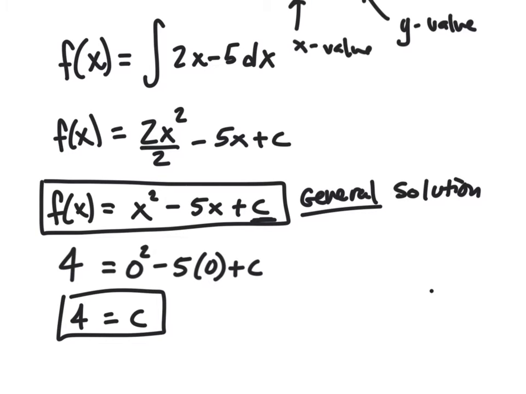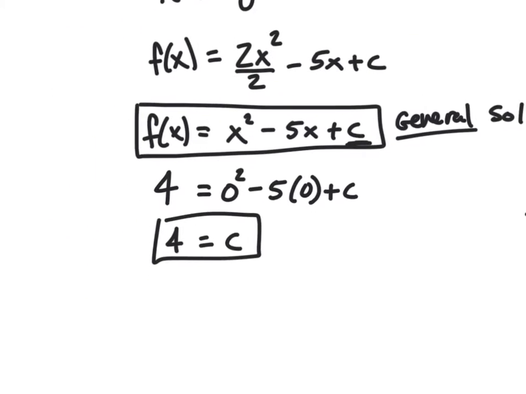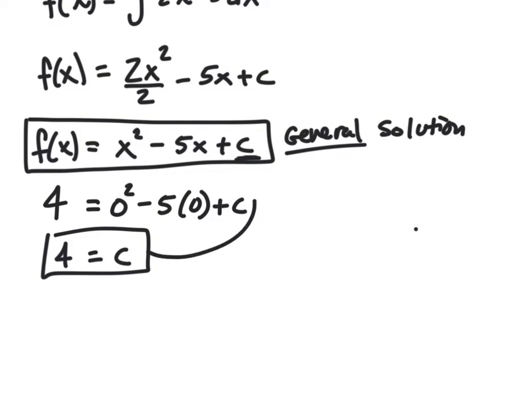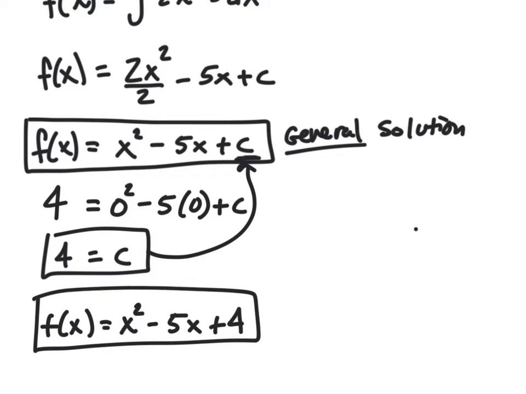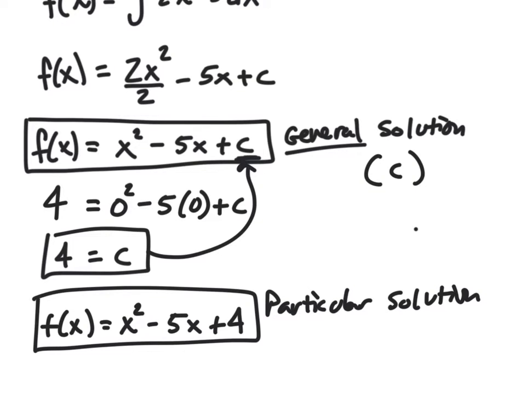And so when c is equal to 4, I can plug that back into my original general form and get a particular equation. So I get f of x is equal to x squared minus 5x plus 4. This is what we would call our particular solution. The general one always has the c in it, and the particular solution is where we have solved for c.